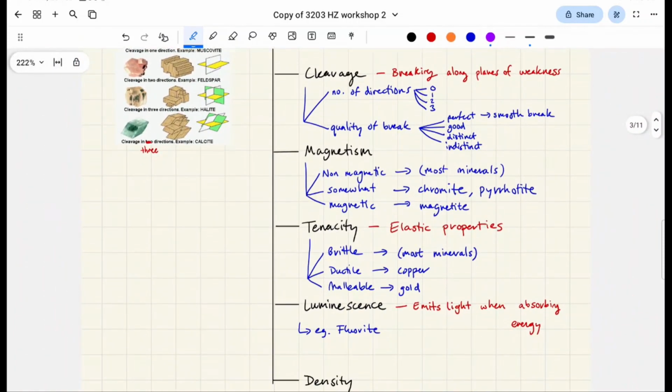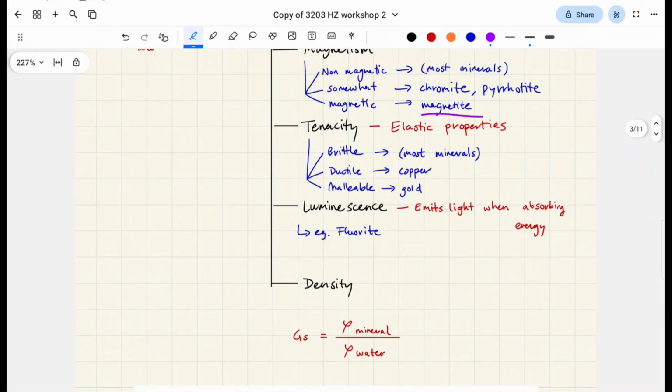Magnetism. The main thing to note is just that there's a couple of minerals that are magnetic. So this is a dead giveaway on site. If you put a compass next to it and it affects the compass, then you'll know you're dealing with one of the magnetic minerals, right?